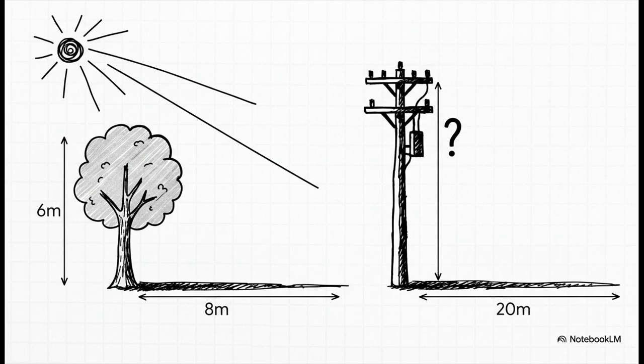You've got an electric pole casting a 20-meter shadow. Right next to it, there's a 6-meter tree casting an 8-meter shadow. So how tall is the pole? See, because the sun's at the same angle, the ratio of height to shadow is going to be the same for both. This is a proportion problem in disguise.